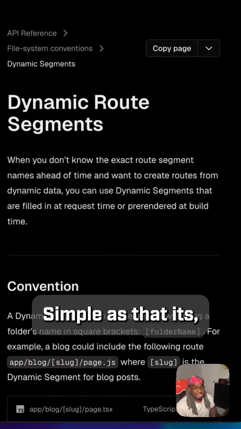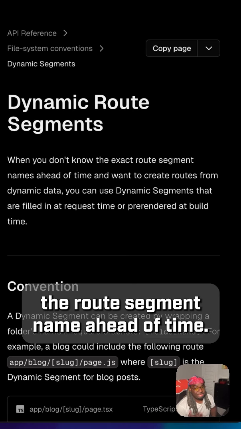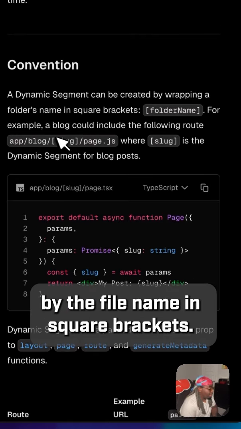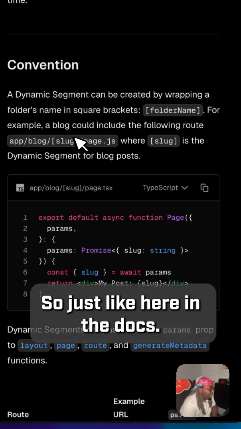Dynamic routes are routes created from dynamic data. Simple as that. It's when you don't know the route segment name ahead of time. Dynamic routes are denoted by the file name in square brackets. So just like here in the docs.